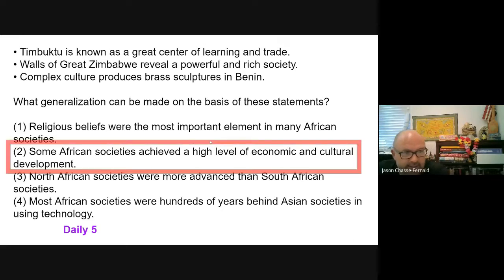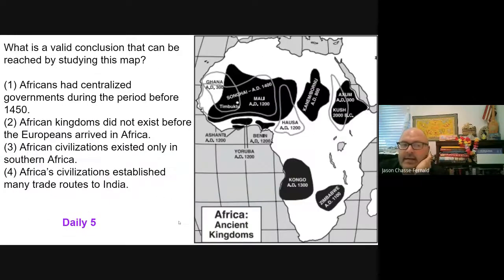All right, hopefully you got the correct answer, as some African societies achieve high levels of economic and cultural development. All right, next question. What is a valid conclusion that can be reached by studying this map? This is an Africa Ancient Kingdoms map. Let's go ahead and have a look at that when we come back.